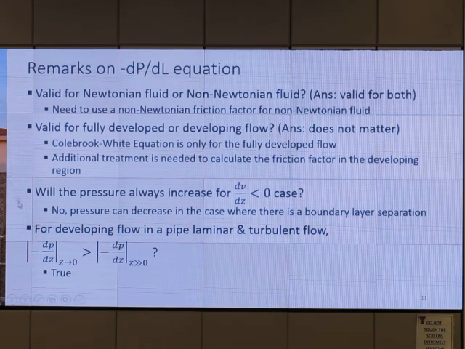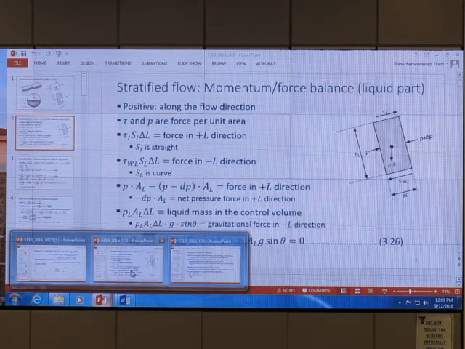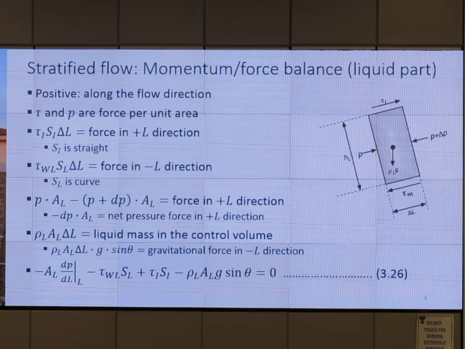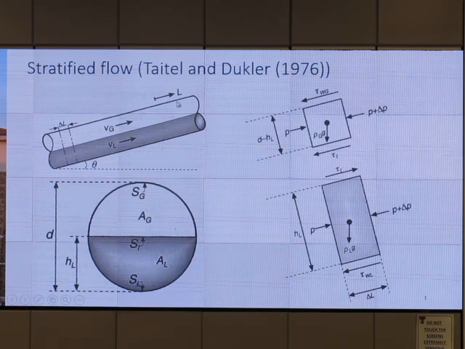Okay, if we want to ask all these questions, let's go back. So we have this equation. Now let's see how we calculate. This is the Taitel and Dukler model. It is a stratified equilibrium model. First, we assume that everything is stratified flow, and then we do a calculation. After we do the calculation, if we see that stratified flow is not stable, then we calculate the flow transition.